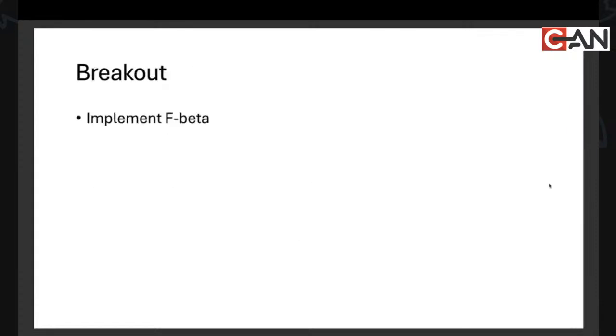All right, let's implement this. Build your own F beta, guys. I will drop this notebook in the Slack channel. Additionally, I'm opening it on my own computer here. Forgive me while I move my screens around.